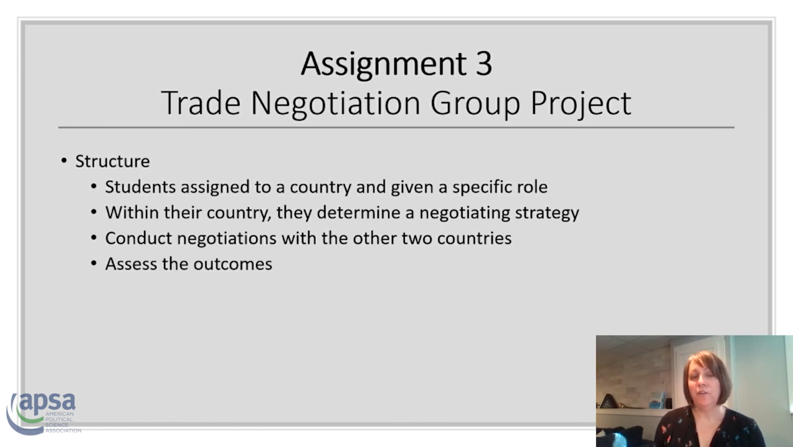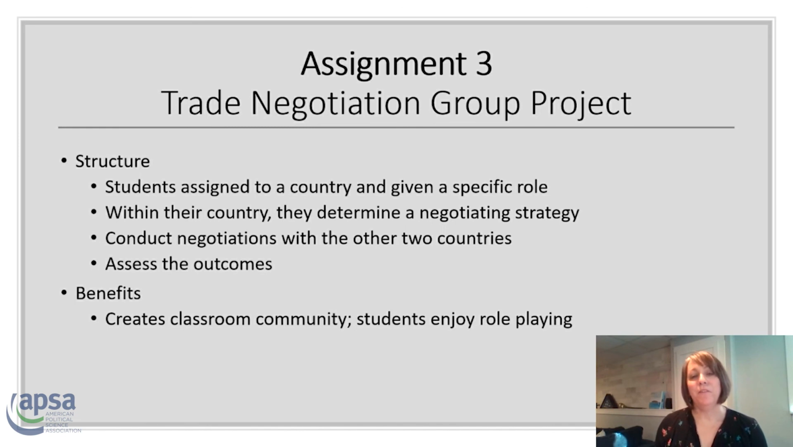And then what they need to turn in for this assignment is an assessment of how things went. There's some questions in the assignment for them to write answers to, such as what was their trade strategy, what were they asking for, what did they get? And I make it very clear that it's totally fine if they don't complete a trade agreement during this restricted time period.